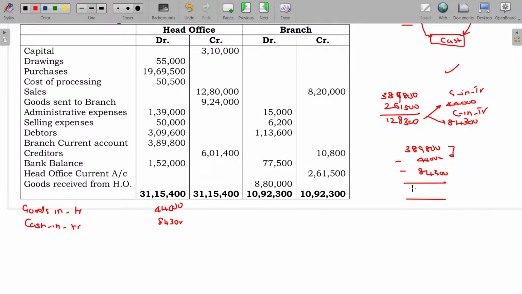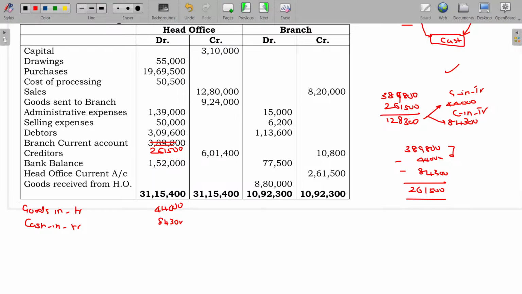the final value equals the value recoverable as per the HO's books, and you will get the same value as per the branch account, 2,61,500. So this value is now changed to 2,61,500. Clear?